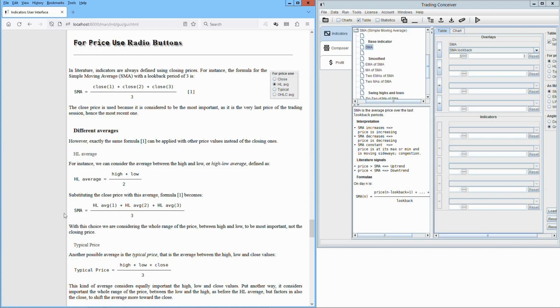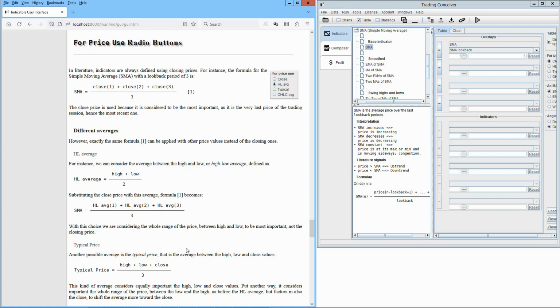With this choice, we are considering the whole range of the price between the high and low to be most important, not the closing price. Another possible average is the typical price, that is the average between the high, low and close values. So we sum the high, low and close values and divide them by 3.